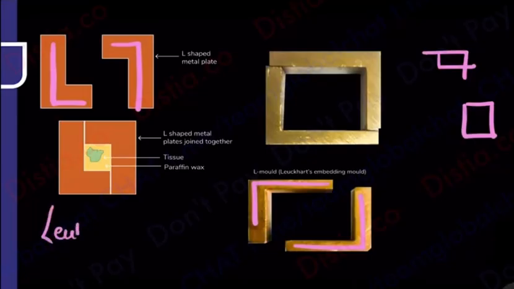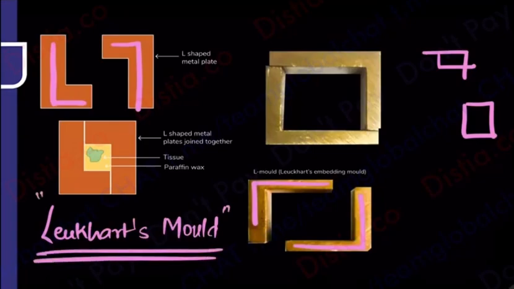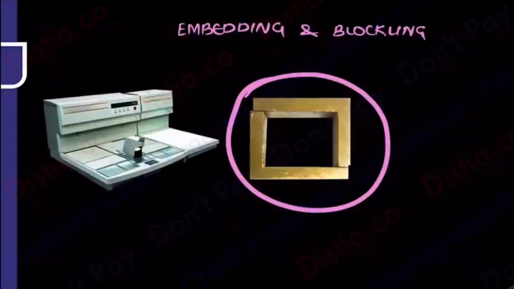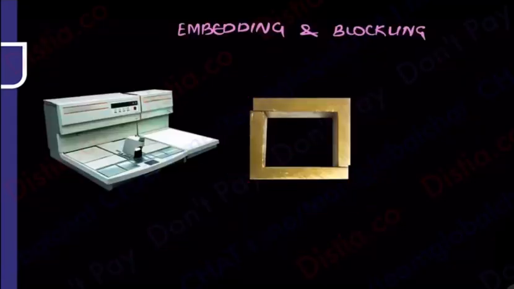The full form of L mold is Leuckart's mold. This is known as the Leuckart's mold. So even if you don't learn the full form, it is okay. This is just something known as the L mold. Very, very important. And this is the embedding mold. In this, what will I do? I'm going to place the tissue. I'm going to place the skin biopsy or whichever tissue I have over here. And on top of that, I am going to add all the wax. So this is going to get embedded.